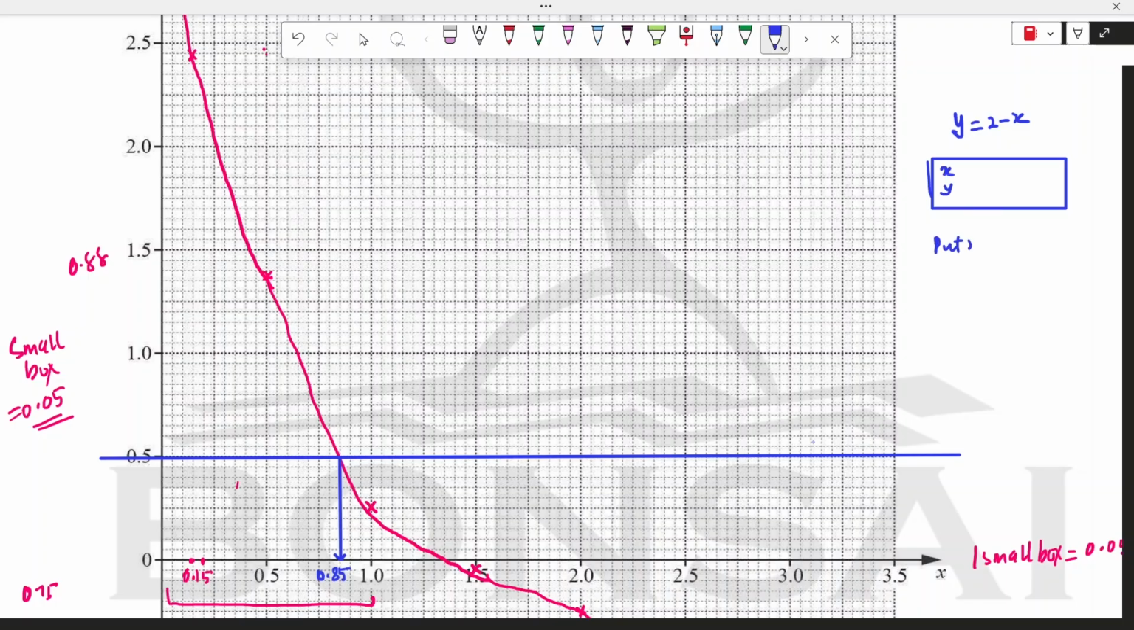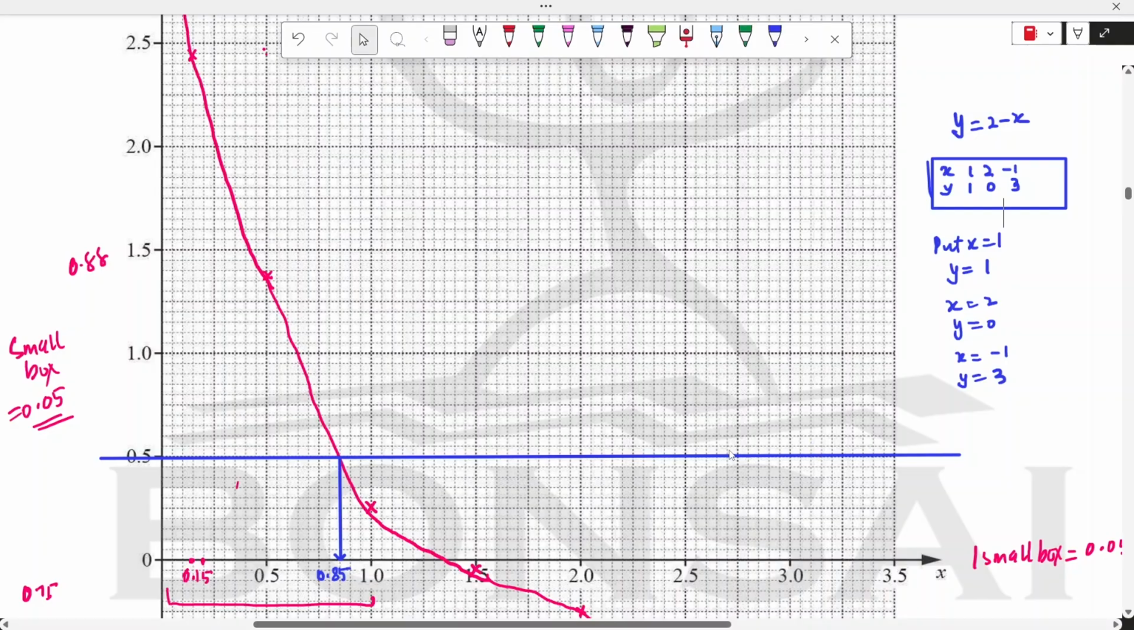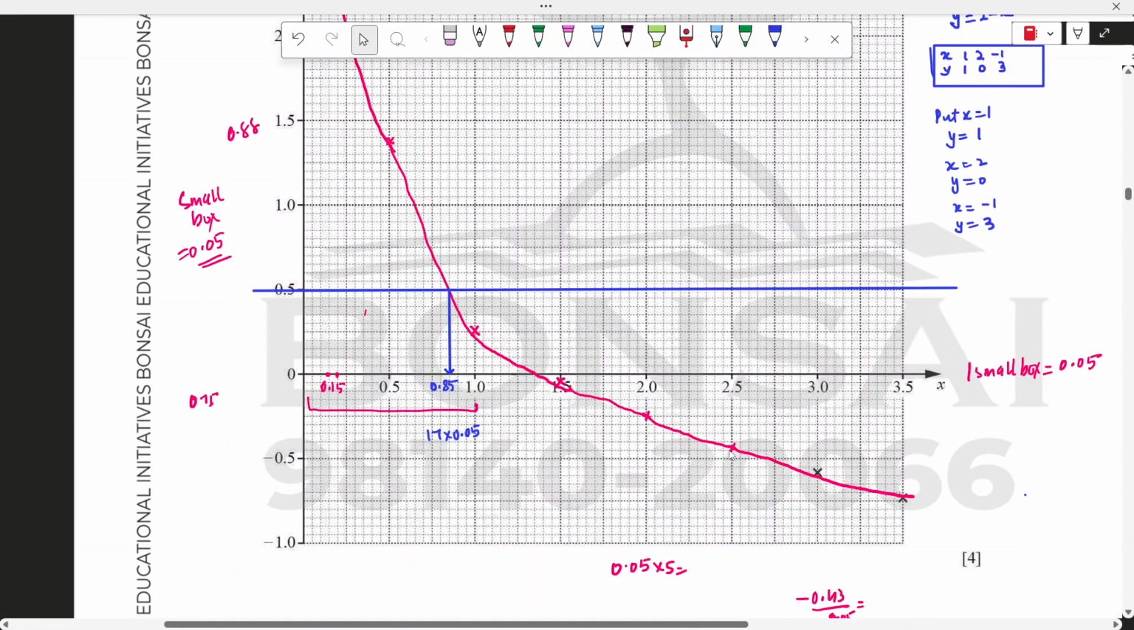If we put x equals 1, what is the value of y? y is going to be 1. So 1 and 1. If we take x equals 2, then 2 minus 2 is 0. So hence y will be 0. And if we put x equals, let us assume, minus 1, then y is going to be 2 plus 1, y equals 3. So minus 1 and 3. So we got 3 different points here for y equals 2 minus x, and let us plot these points.